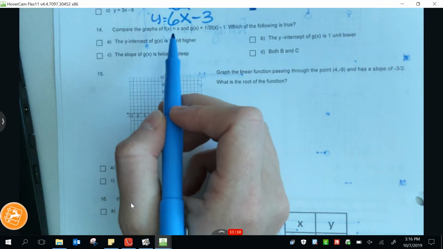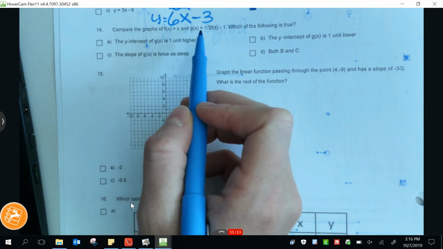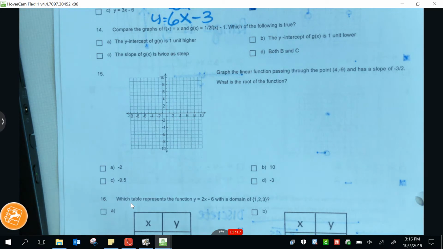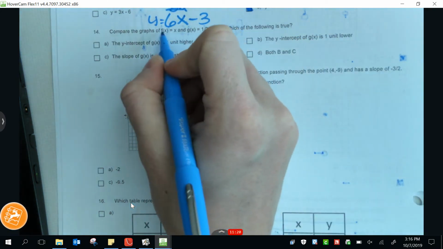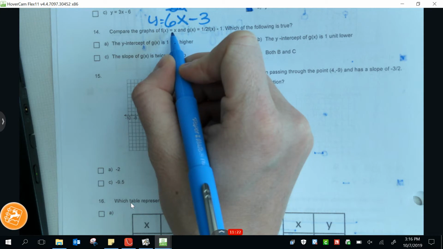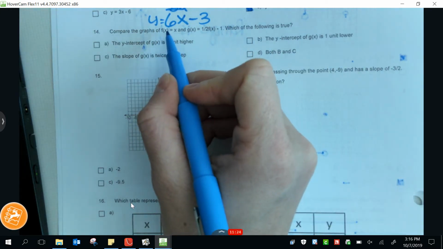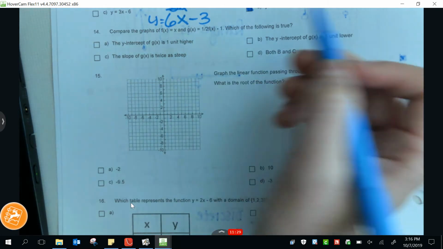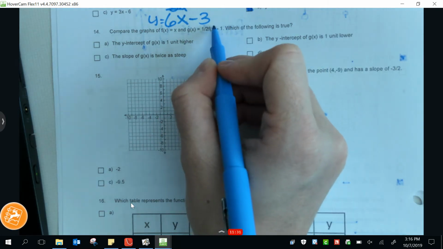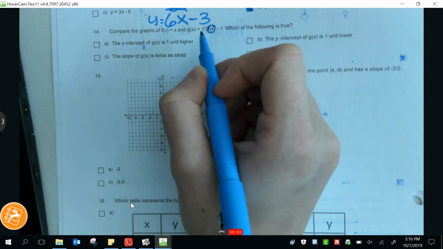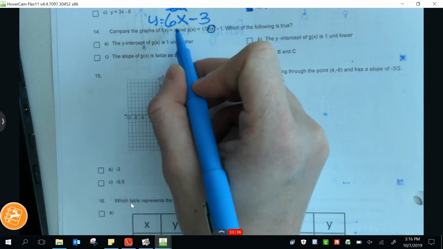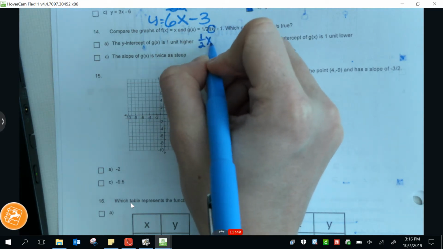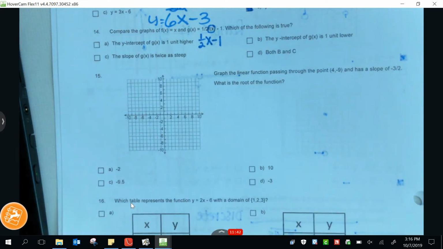Okay, compare the graphs f of x equals x and g of x equals 1/2 f of x minus 1. Which of the following is true? Okay, so it's telling me in this that f of x is the parent function. So I can actually use my calculator. I can put this into y1 and I can put this into y2, but the way I have to put it in is by replacing f of x with what it is, and in this case f of x equals x. So I'm transforming. Basically this is my new equation, and now I can put those into the calculator.